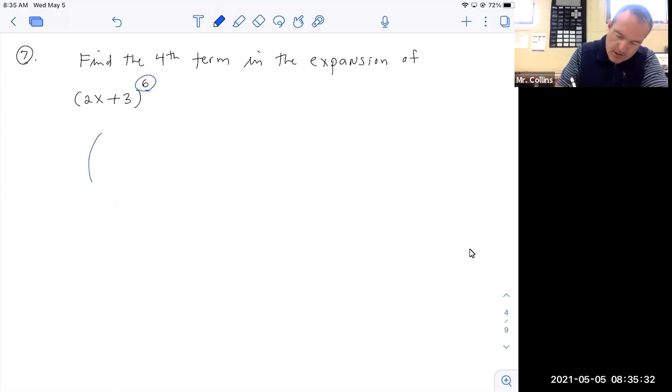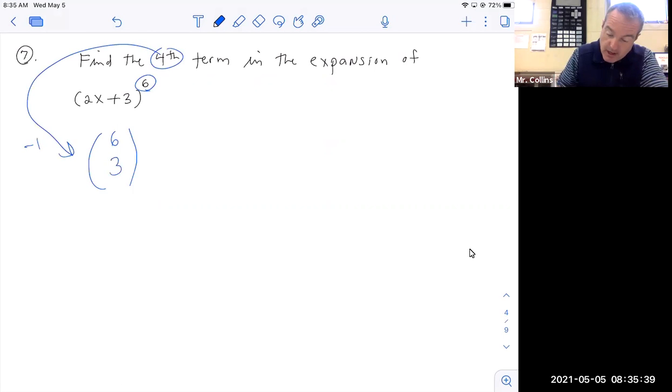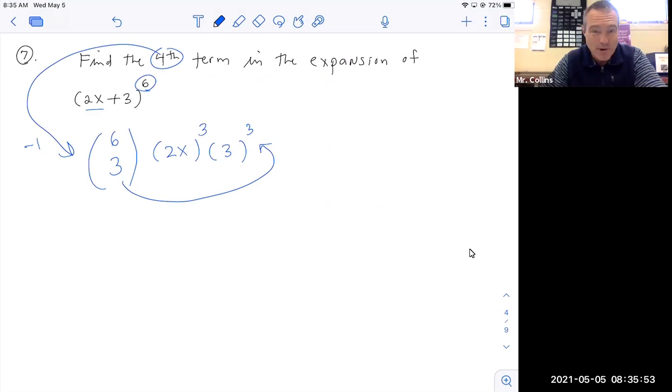So it's the 6th power. So it's 6 choose something. The 4th term, if you just subtract 1, it'd be 6 choose 3. I have 2x to a power, and I have 3 to a power. How do you get the powers? Bottom number goes with 3, right? And if I subtract 6 minus 3, I get 3. So really, I couldn't have screwed this one up. They're both the same power. 6 choose 3 is 20.